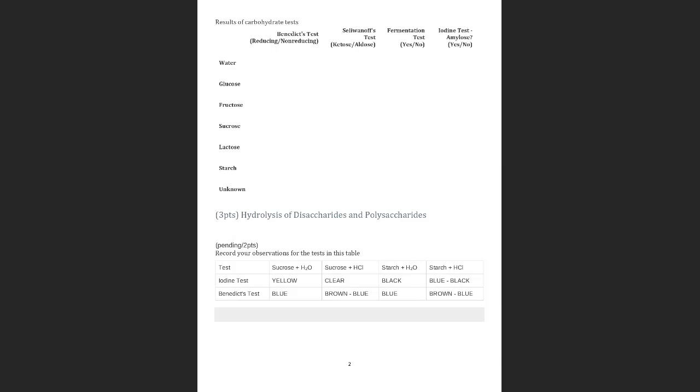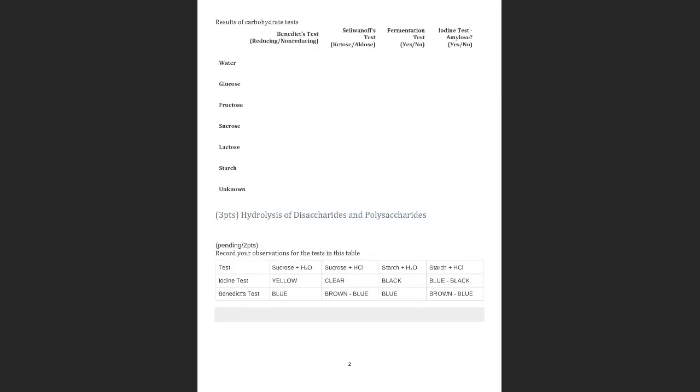So the first thing, all you have to do is, for example, let's look here. You will have to complete that. They will ask you, Benedict test is to check if you have a reducing sugar. First of all, is the water a sugar? No. So then we can say neither, right?